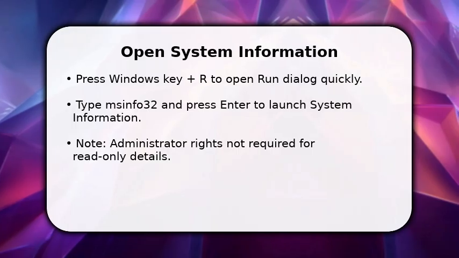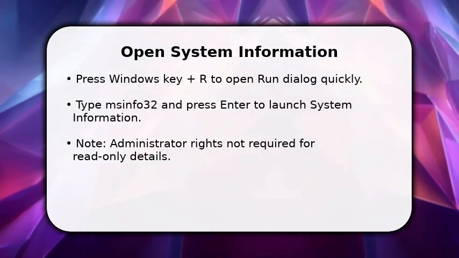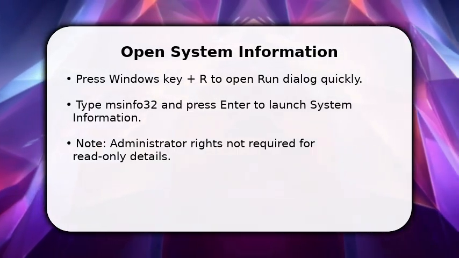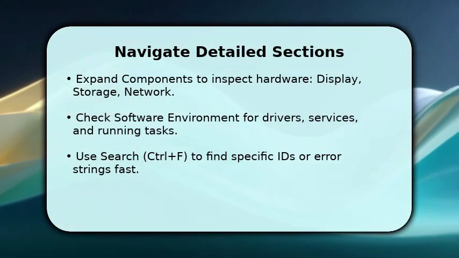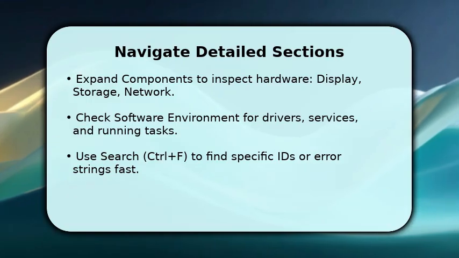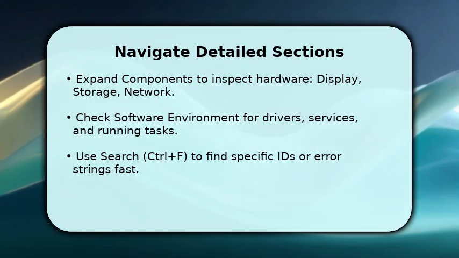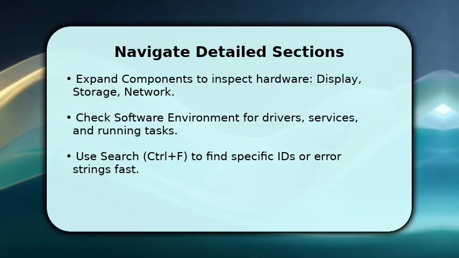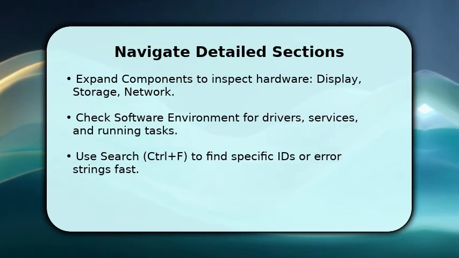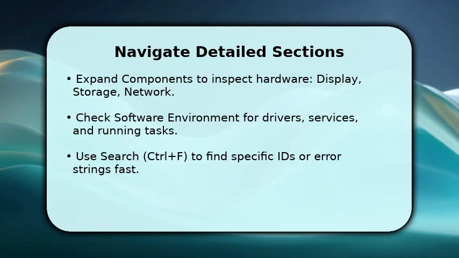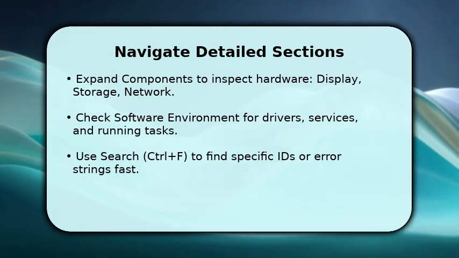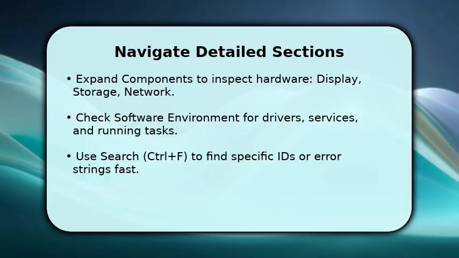Once it appears, glance at the System Summary pane to confirm model, OS version, and BIOS entries are populated. Next, dive into the sections on the left. Expand components to inspect display adapters, drives, and network adapters so you can verify device names and driver dates. Then open Software Environment to review running tasks, loaded modules, and signed drivers. This helps trace configuration causes of issues.